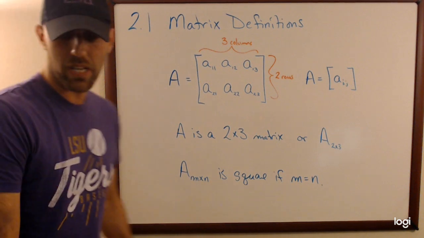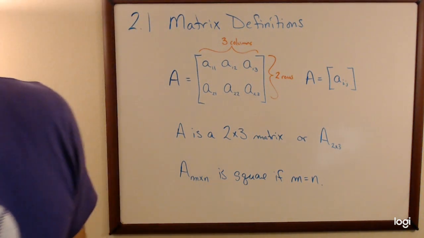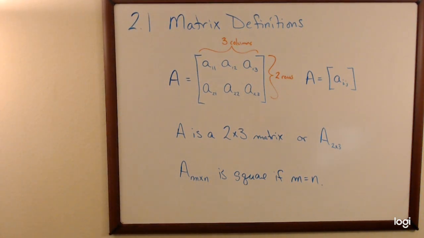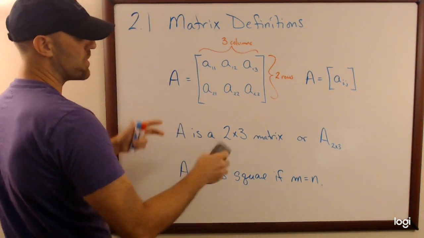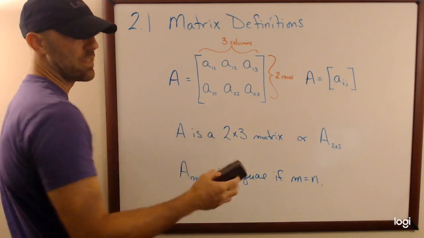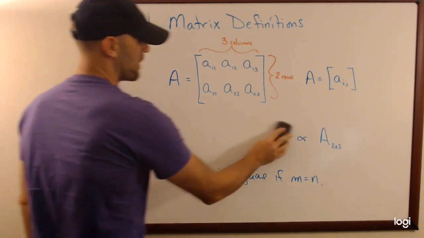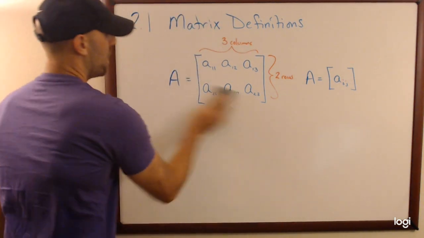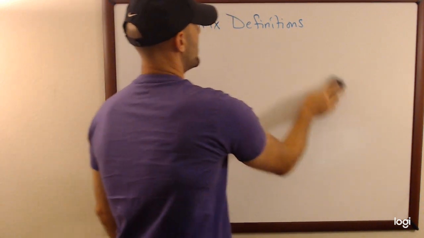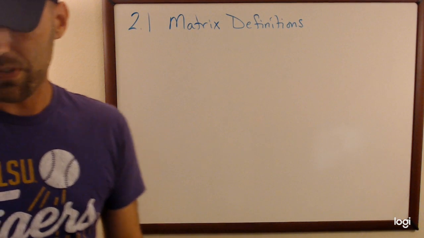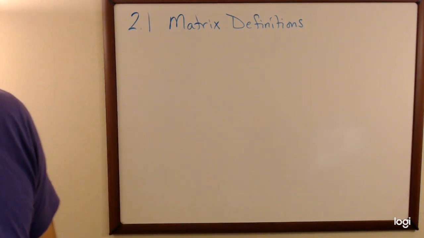So let's talk about some other definitions. I need my eraser here. Some other definitions. So we've got the size. These are also sometimes called the dimensions, in the same way as 2 feet by 3 feet, etc. So let's talk about specific types of matrices.